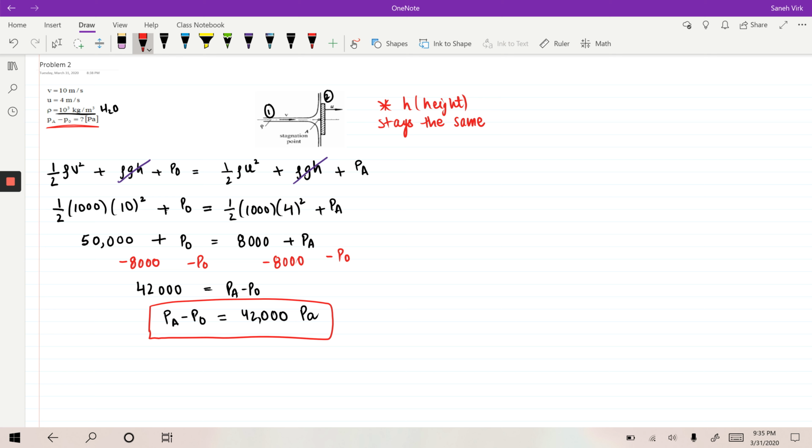Okay, so again we do the same thing. First you write down the equation, then you look at what is already given, and then you plug in all the values to find what you're looking for. Now let's try the third problem.